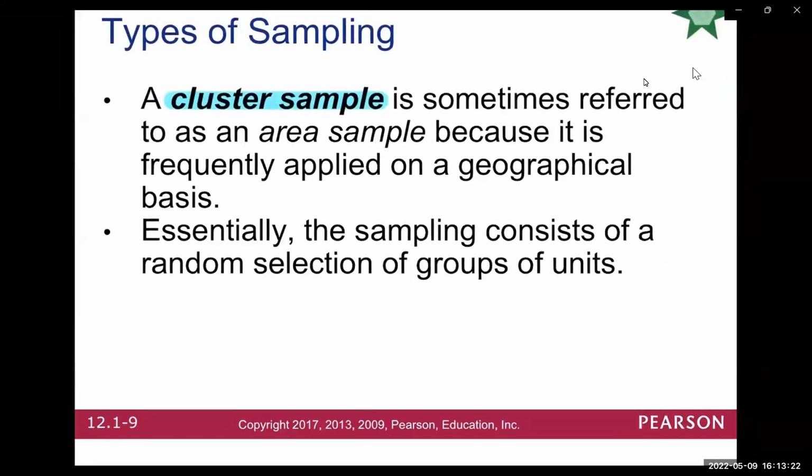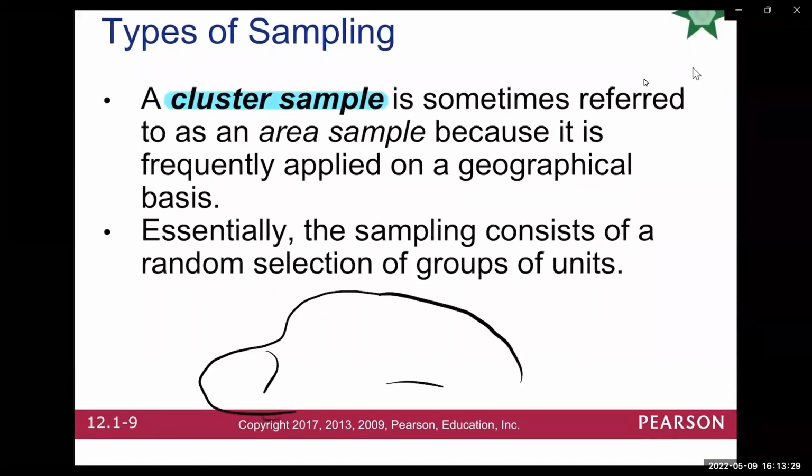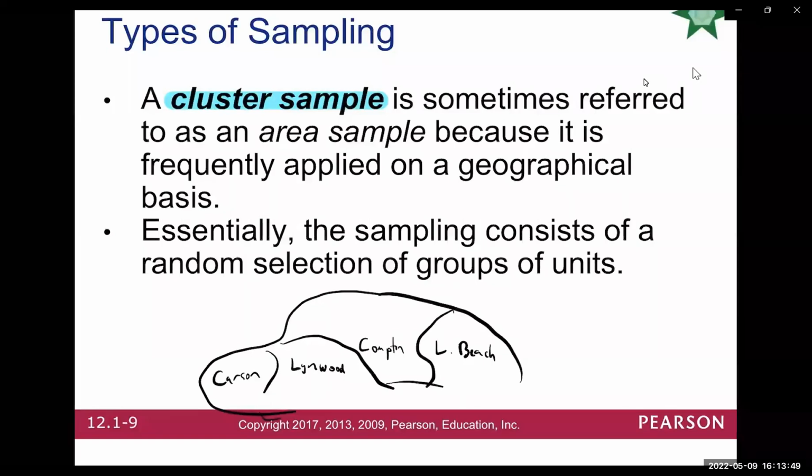All right, so maybe this one, it says geographical. So maybe you have some region and maybe you have, I don't know, Compton, Long Beach, Linwood, maybe Carson. All right, so you break up the region into clusters, and then here, cluster.